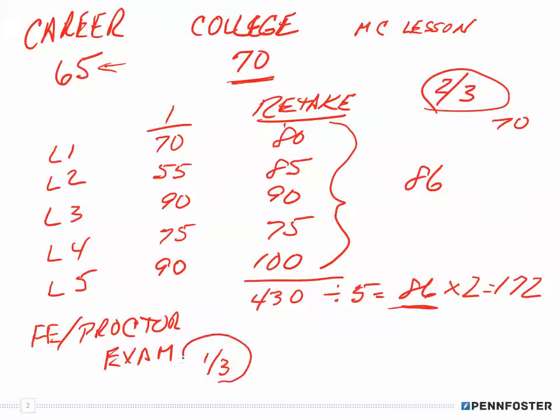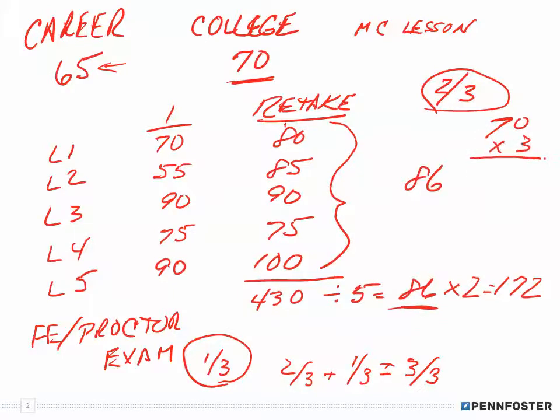Well, 2/3 plus 1/3 is equal to 3/3. Okay, so that 3 is important because if our passing grade is 70, we multiply it by 3 in order to need to get 210 points in order to be able to pass.